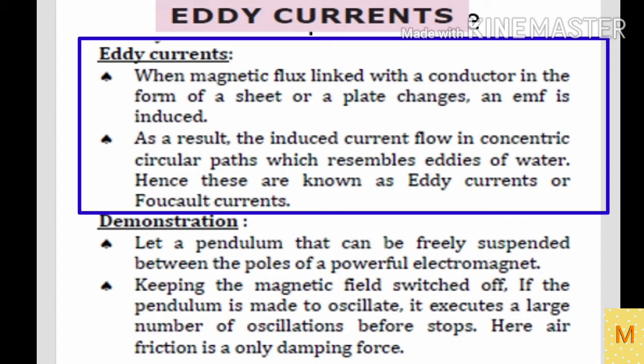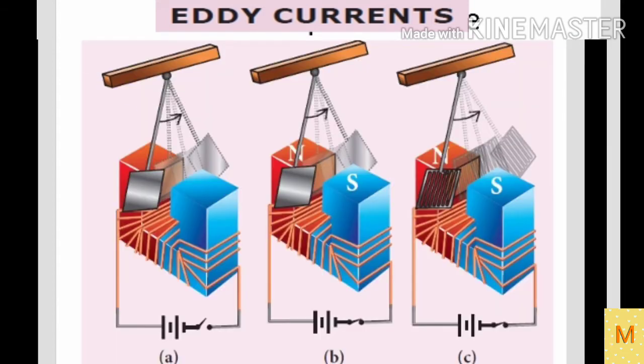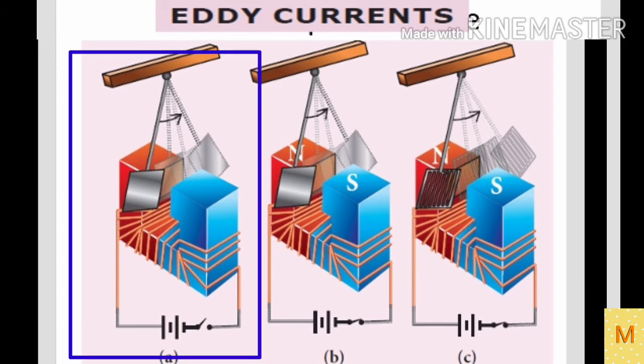Next, let us discuss the production of eddy currents through a simple demonstration. Let us consider a pendulum that can be freely suspended between the poles of a powerful electromagnet. Look at the first picture. This picture shows that keeping the magnetic field switched off, if the pendulum is made to oscillate, it executes a larger number of oscillations before it stops.